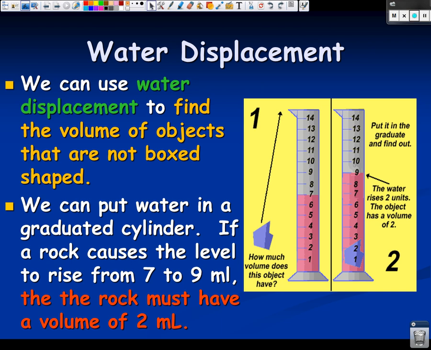Okay? So if you need to know the volume of any object that is irregular or not perfectly cubed, you can calculate that volume by doing something called water displacement. So if you have a rock and you want to know how much volume that rock takes up, and it's really weirdly shaped, can you use a ruler? No, it's not going to make any sense. It's not going to help you.